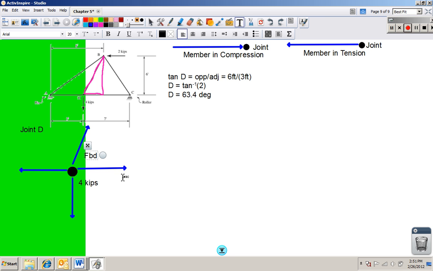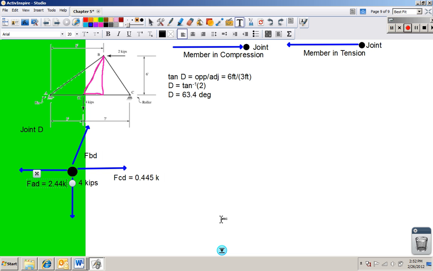FBD. This is FCD, which is equal to 0.445 kips, and this one was FAD, which was also going to be 2.44 kips.